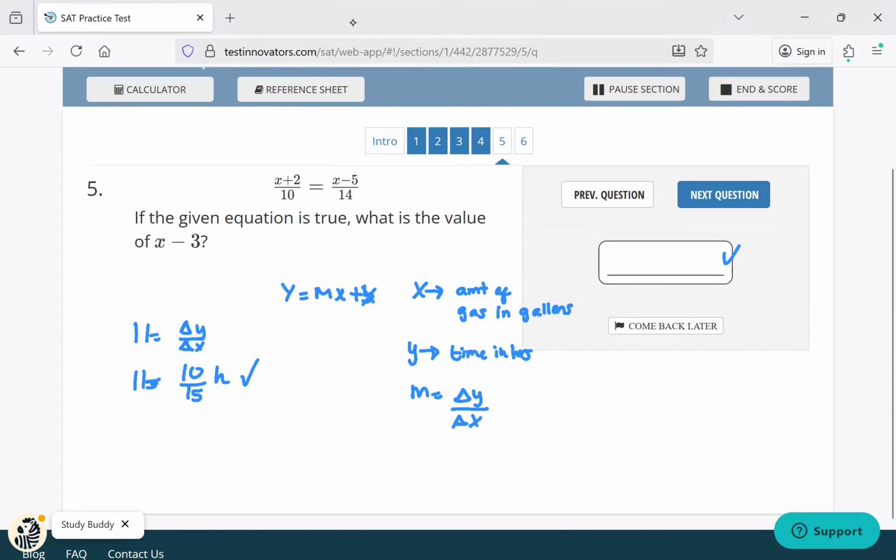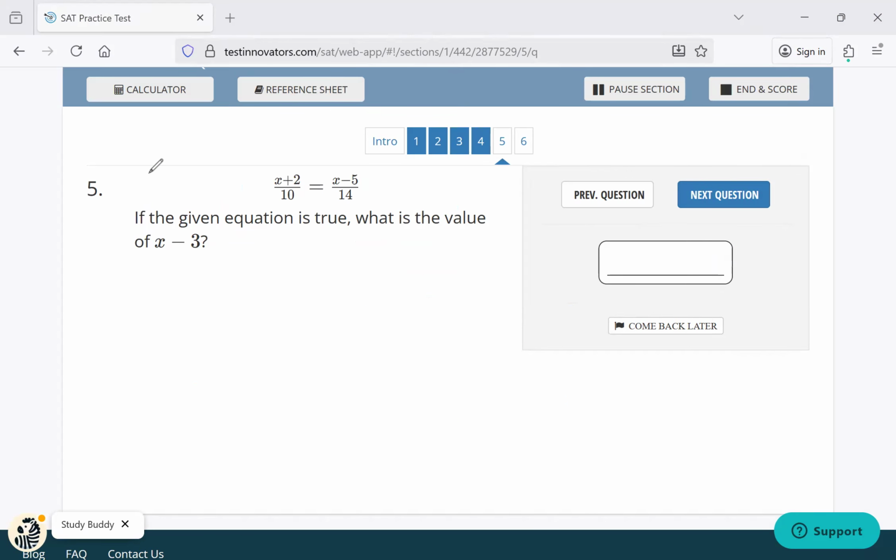Okay, next one. Let's move on to question 5. Question 5 says, if the given equation is true, what is the value of x minus 3? So you've got to solve for x, right? And because you only have two sides, you can cross multiply if you want.